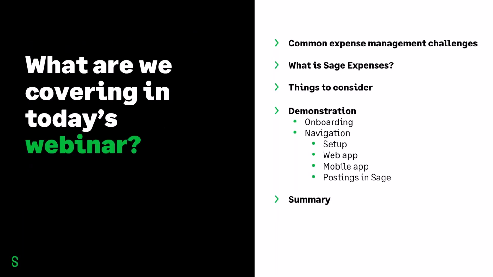Okay, so to kick things off, we're going to look at some of the most common challenges businesses face when managing expenses manually. Then we're going to delve into what is Sage Expenses, things to consider, and then we'll go into the demonstration. So we're going to be looking at onboarding in the 50 accounts. We'll then move into the web app, setting that up, looking at how the web app works and how the mobile app works. And then we'll also cover how it posts into your 50 accounts software. And then towards the end, we'll summarize the session.